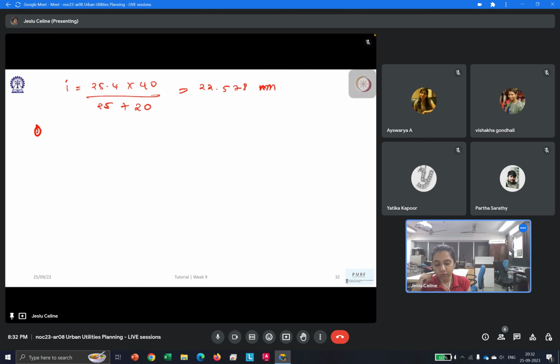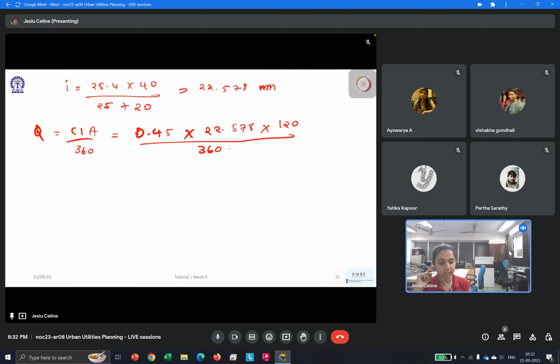Now Q is equal to CIA by 360. So let's find. Permeability factor 0.45 into I, 22.478, into A, which is, what is your area? Yeah, 120 hectares. I'm not converting hectares, I'm leaving it as such because in our 360 it's already taken care of.